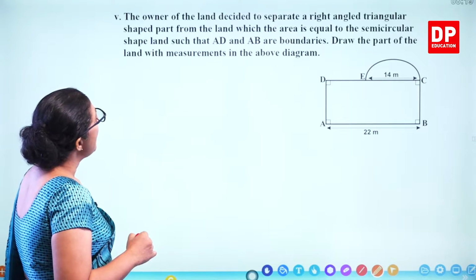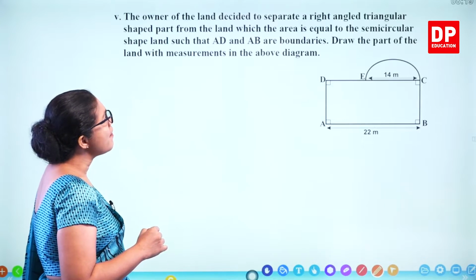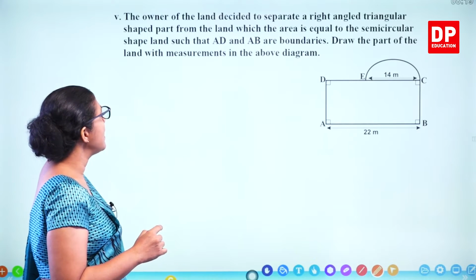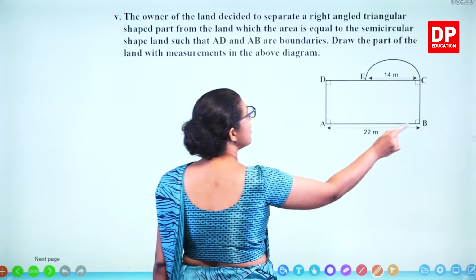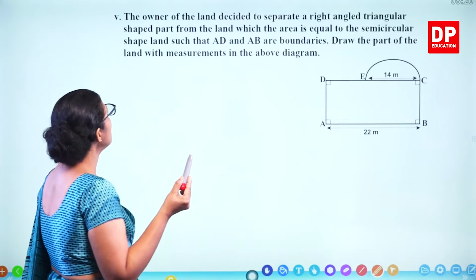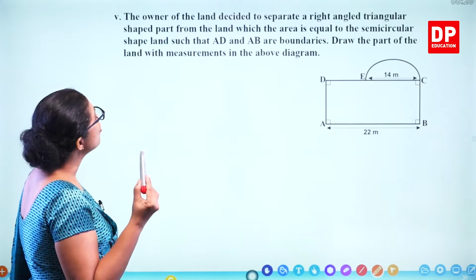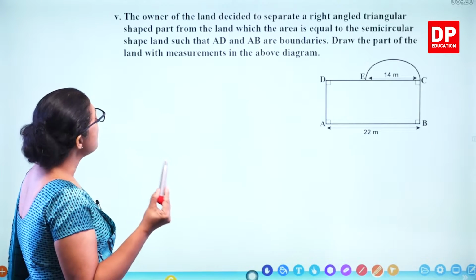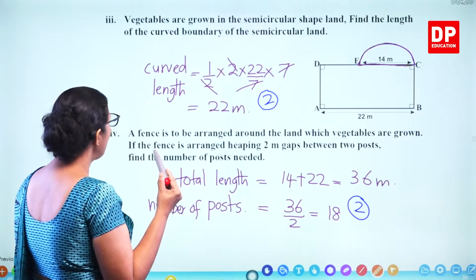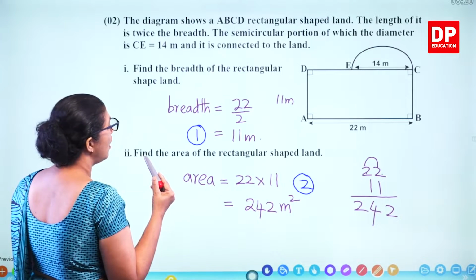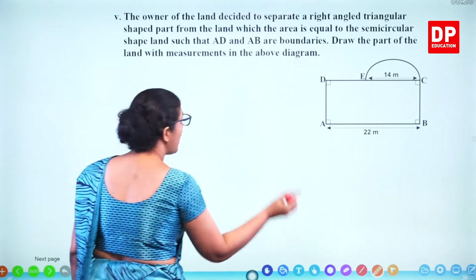The owner of the land decided to separate a right-angle triangular shaped part from the land which the area is equal to the semicircular shaped land such that AD and AB are boundaries. So here or here. Draw the part of the land with the measurements in the above diagram. So the area should be equal to the semicircular area. Did we find out the semicircular area? We didn't find out. So now we'll find out the area of the semicircular part.